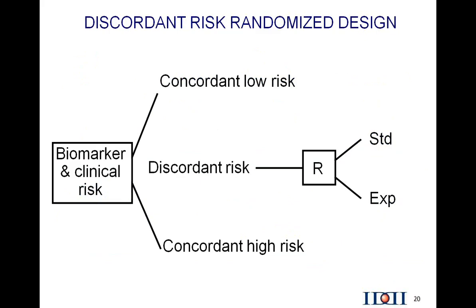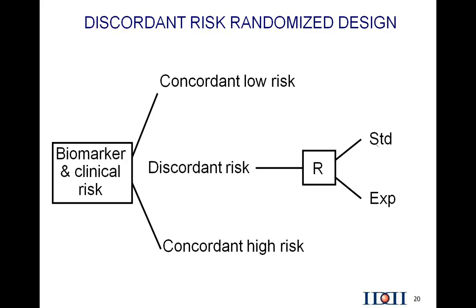So the first type of design, which was used in the MINDACT trial, was to actually look at the biomarker, in this case the MammaPrint signature, and the clinical risk of the patient, and this is done using Adjuvant Online. Then patients who are low risk by both the biomarker and the clinical risk are excluded from the trial. Patients who have a concordant high risk by both the signature and the clinical risk are excluded from the trial, and it's only those patients in whom the biomarker and the clinical risk differ that are randomized between standard treatment or experimental, and here what we mean by standard and experimental is in fact chemotherapy or no chemotherapy.